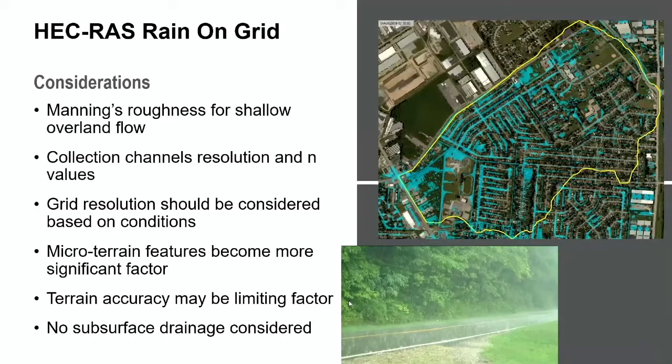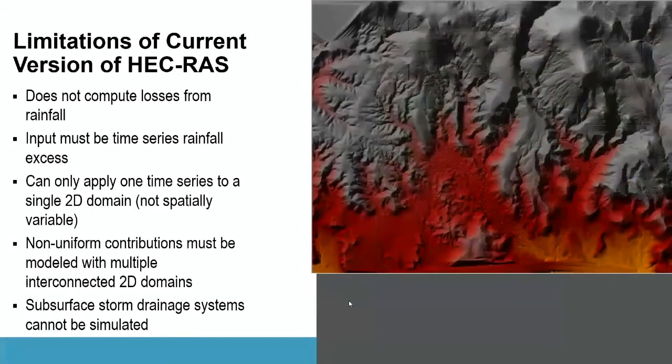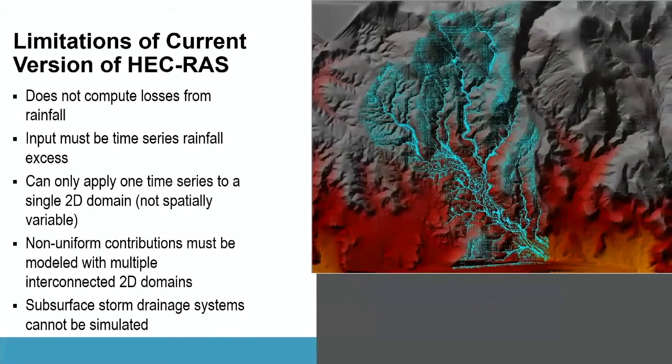Micro terrain features become much more significant, such as buildings or berms, so you have to capture those features in your modeling. Terrain accuracy could be a limiting factor. If you don't have that much accuracy in your terrain, the water will not be allowed to flow, collect and flow as it does in reality. One of the other considerations is that RAS does not have subsurface drainage at this point in time. So those are some of the current limitations. Those are some of the considerations, so to speak, for 2D modeling rain on grid.